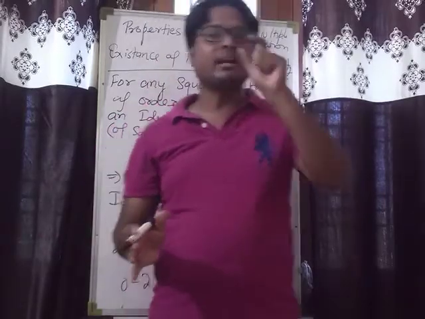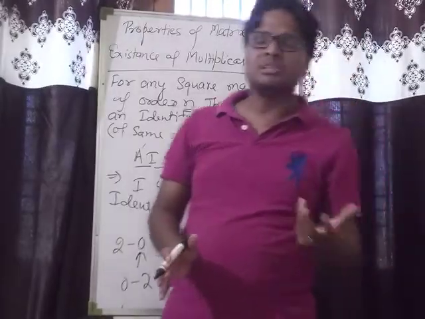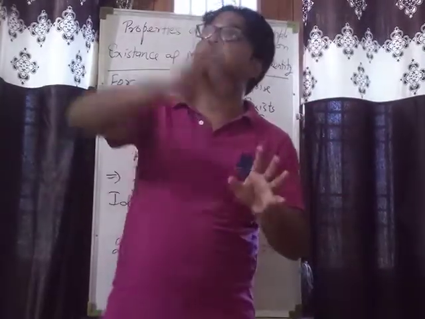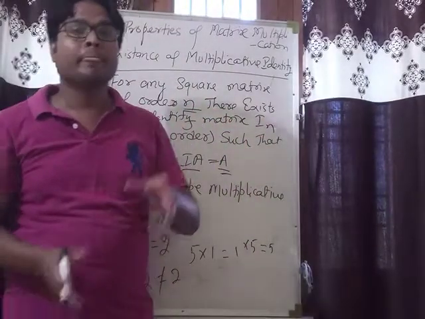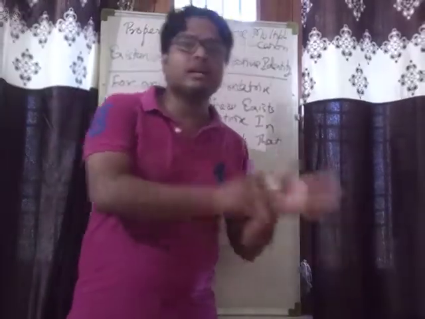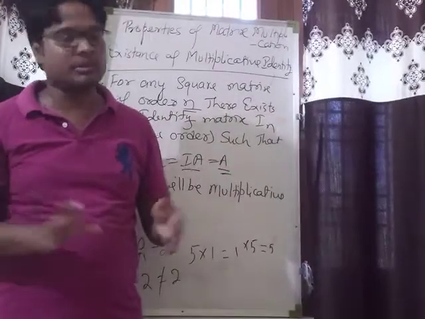Meaning for being an identity element for a particular operation for a particular set, it must satisfy both left and right both. Got it everyone?